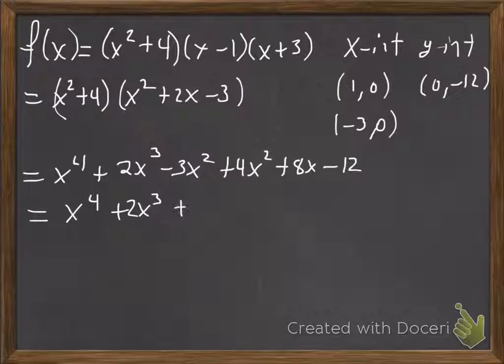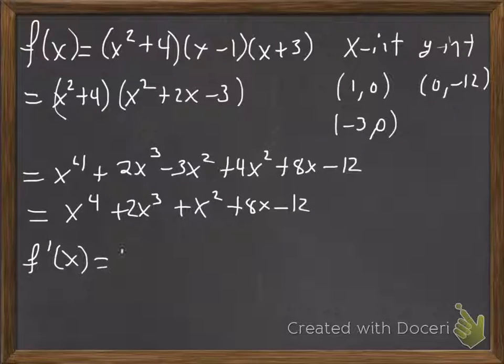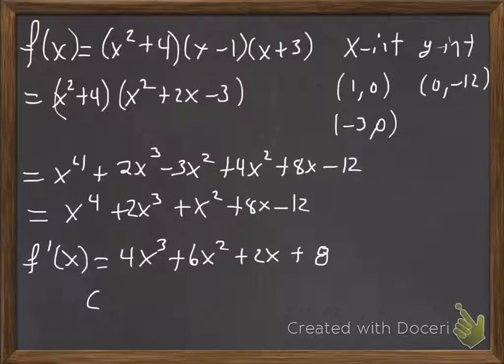Okay, so our regular function is x to the fourth plus 2x cubed plus x squared plus 8x minus 12. And then we'll use the power rule to take the derivative of that. So we have 4x cubed plus 6x squared plus 2x plus 8.